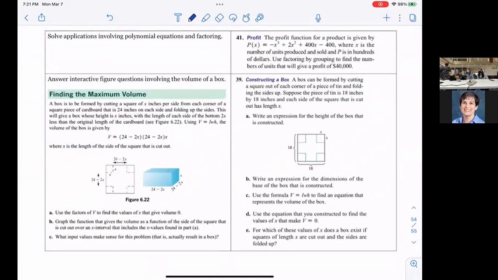All right, 39. I knew the box was gonna happen. Right here. Let's look at it, why don't we? Making a box out of a piece of tin by cutting a square out of each corner. Suppose the piece of tin is 18 inches by 18 inches and a square of side X is cut out of each corner.